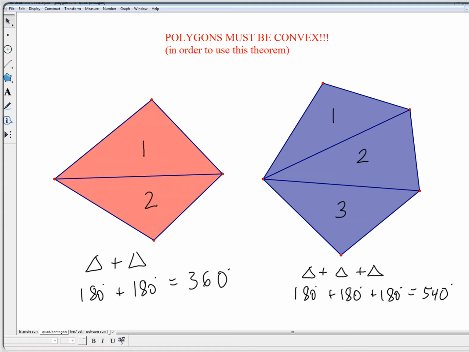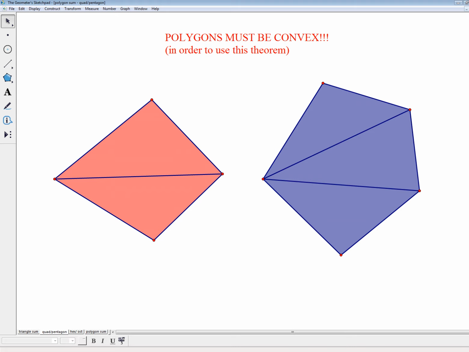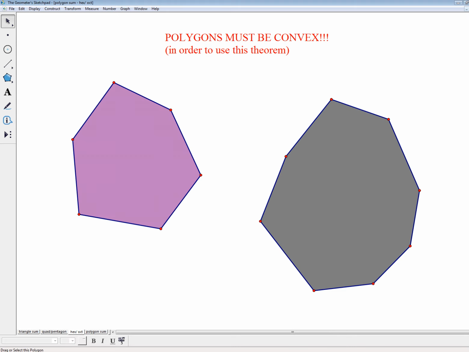So let's get rid of this ink. And help me remember: 2 triangles in a quadrilateral, 3 triangles in a pentagon. Okay, there's a little pattern here. Now let's get rid of this ink, and let's go to some larger shapes. And let's use the same technique.